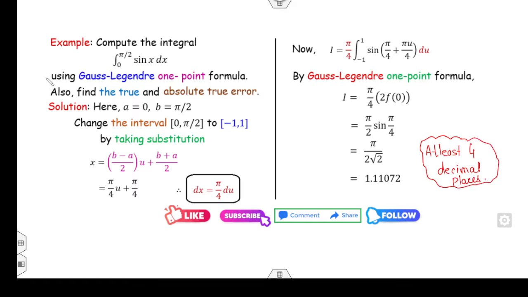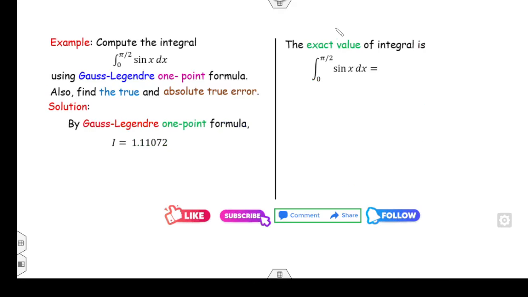Fine. Now look at the second part. Your target is to calculate the errors. Always remember this answer is my approximate. So firstly you can calculate the exact value. Exact value means you solve the given integration. What is the integration of sine x? It's minus cos x from 0 to pi by 2. Cos of pi by 2 is 0, cos of 0 is 1. So the exact value is 1.